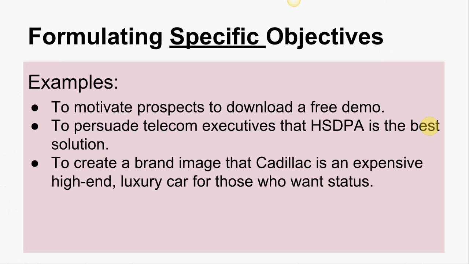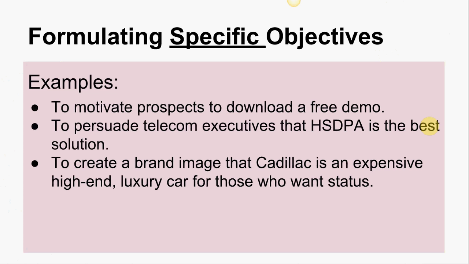Or it's another example for the image one, to create a brand image that Cadillac is an expensive, high-end luxury car for those who want status. That's the specific objective. Okay, the general objective is just to create a brand image of Cadillac. Okay, but what brand image? So now the reason why you would put things in a specific expression is that you want to be able to discuss these things with others in your company or with your client.